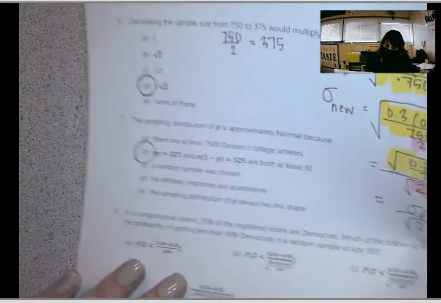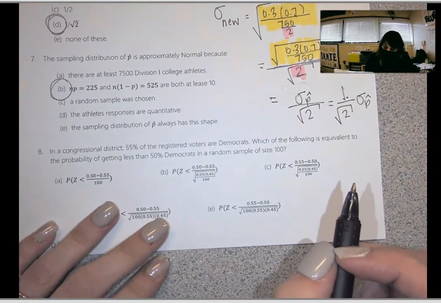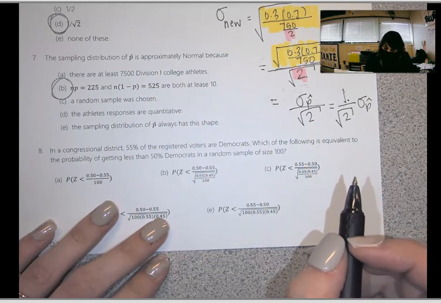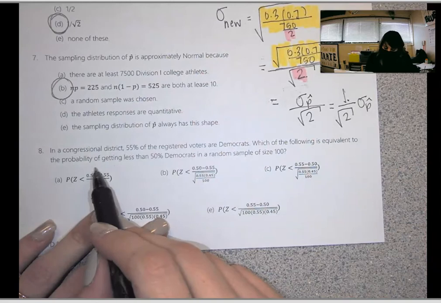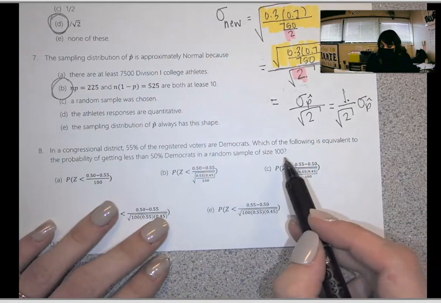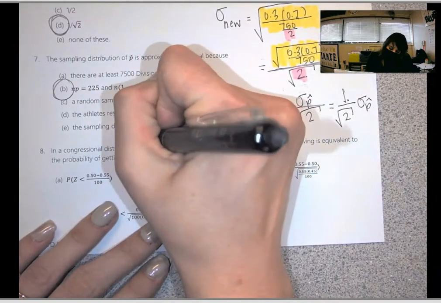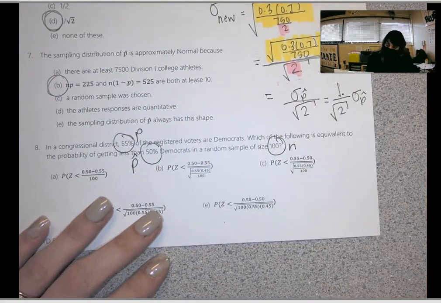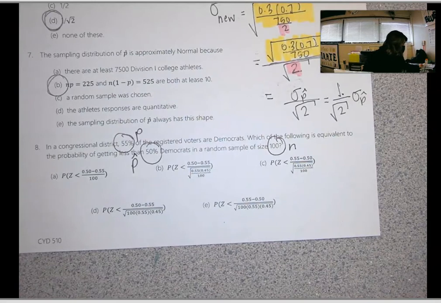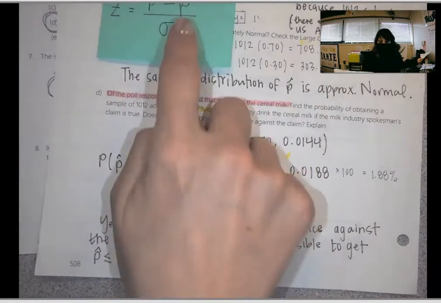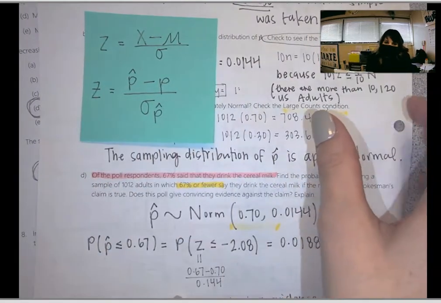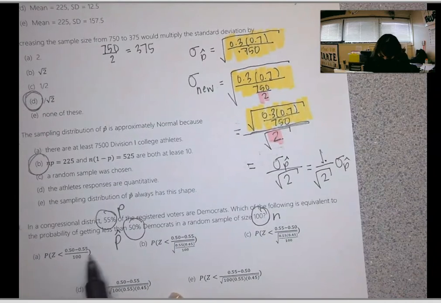And then lastly, in a congressional district, 55% of the registered voters are Democrats. Which of the following is equivalent to the probability of getting less than 50% Democrats in a random sample of 100? So this is P, this is P hat, this is N. Well, remember, to calculate our Z for a proportion is this formula. So we're looking for 0.55 minus 0.50 in the top of our fraction.